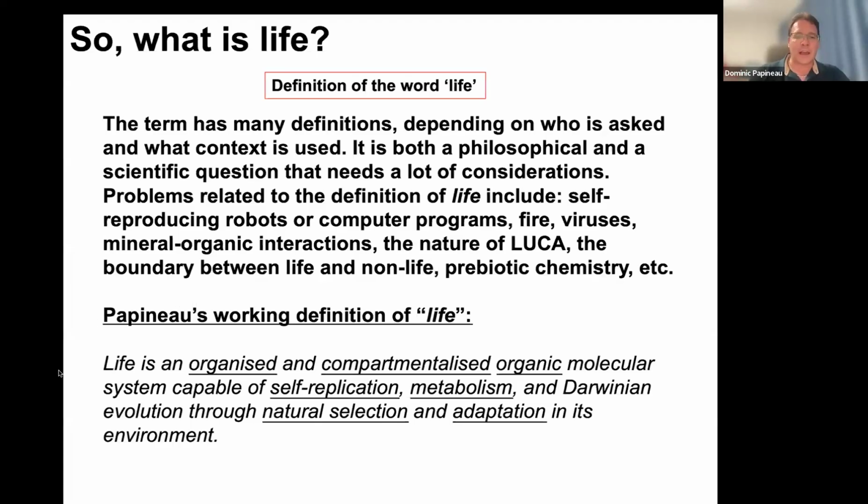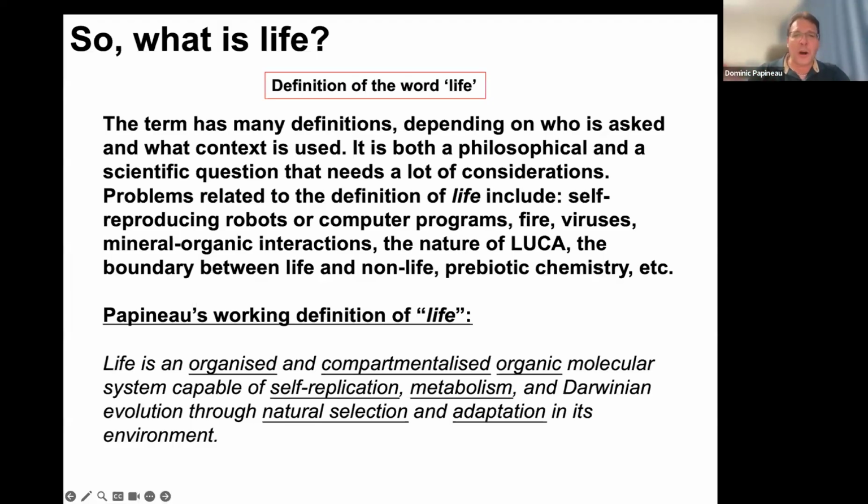And basically, I'm defining life as an organized and compartmentalized organic molecular system capable of self-replication, metabolism, and Darwinian evolution through natural selection and adaptation. So there's a lot of keywords in there that are important. Capable of self-replication would include viruses, but viruses are not capable of metabolism. So you see, viruses would kind of be in the middle here. They're kind of excluded from this definition.